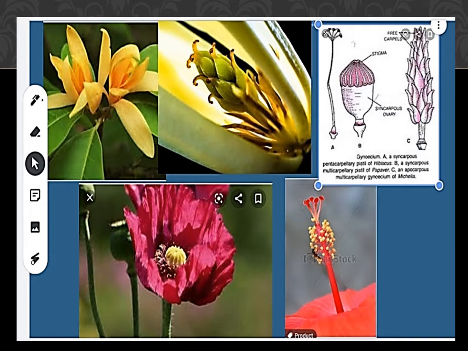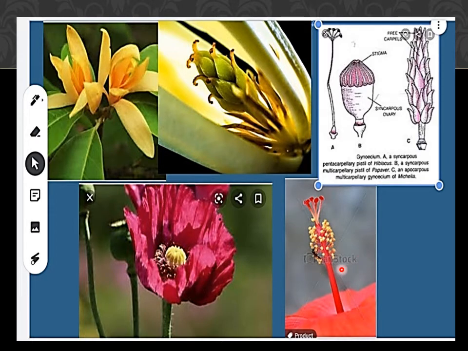We can see the images of different types of pistils here. The first flower you see is Michelia. You can see apocarpous pistil here. This is the syncarpous pistil of papaver or poppy flower. You can see the pistils are fused here. This is a syncarpous pistil.